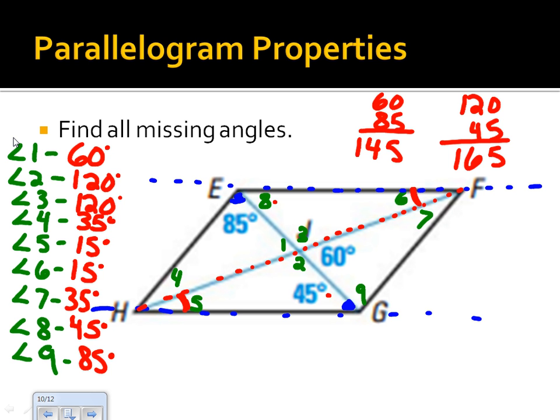Any questions with this one before we move on? How could you check your answer? You could always add up each one of these angles, for example, 3, 6, and 8, and make sure that they equal 180 for the triangle.